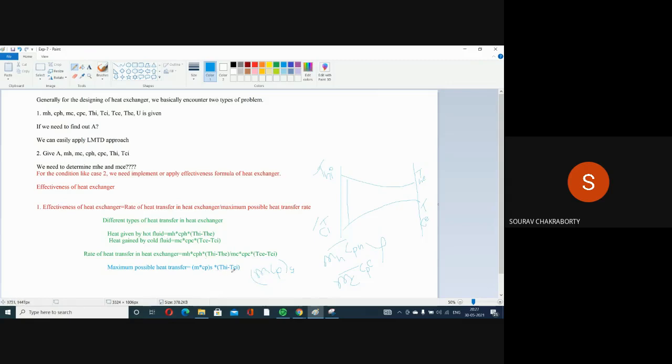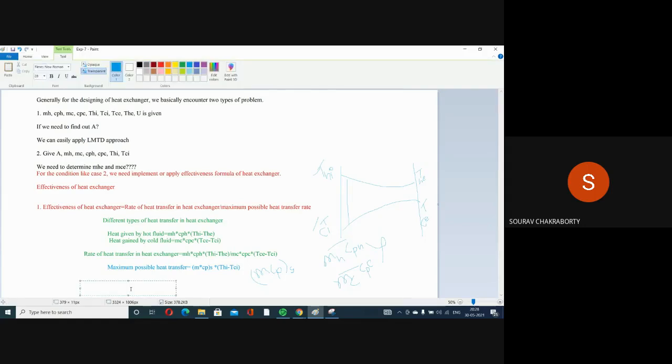So this MCPS into THI minus TCI, because we are going for maximum possible heat transfer. The maximum possible heat transfer is possible for this largest temperature difference. Throughout the profile, the largest temperature difference is possible between these only, for both the cases, counterflow and parallel flow. So the expression can be written like this.